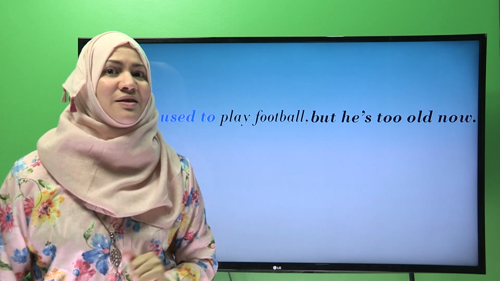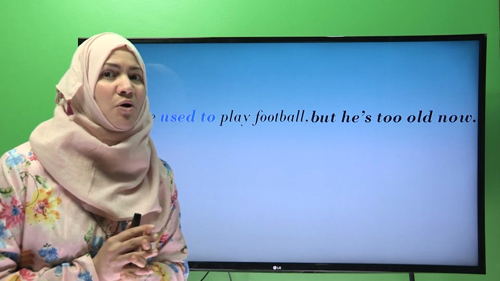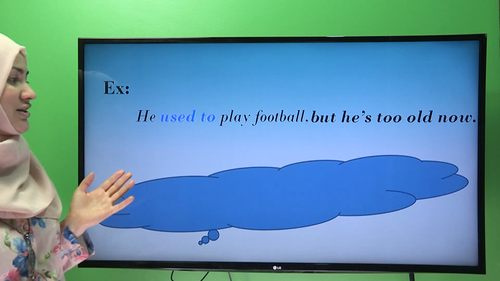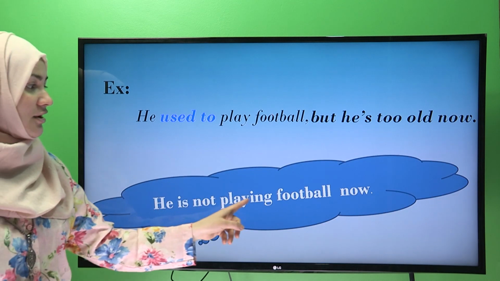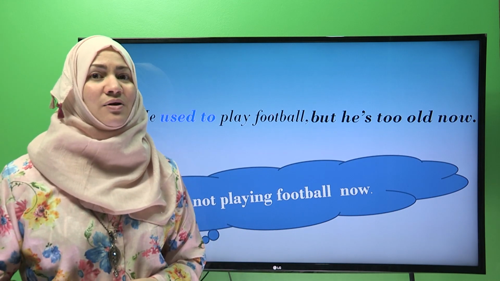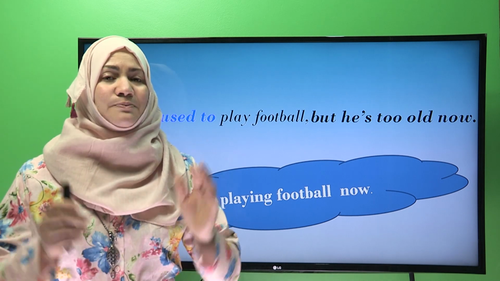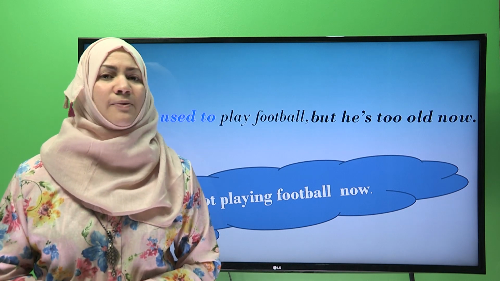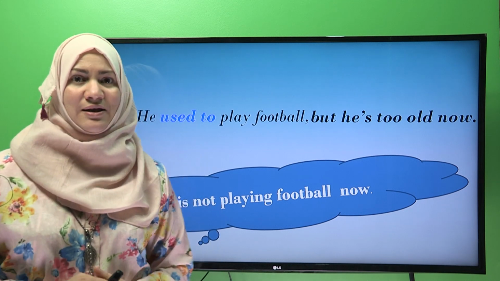What does it mean? In the past, he used to play football, but now he doesn't play football. He is not playing football now. His habit was playing football in the past, but now he doesn't play football.